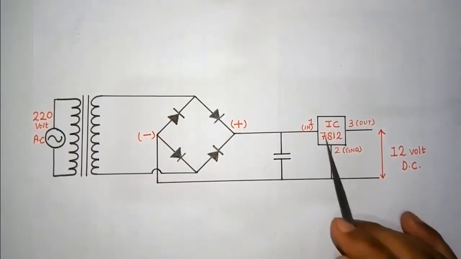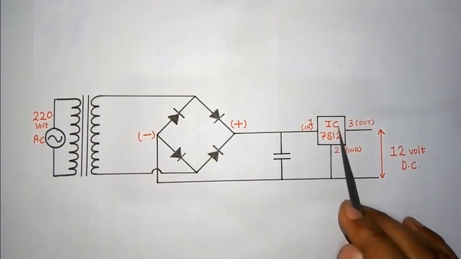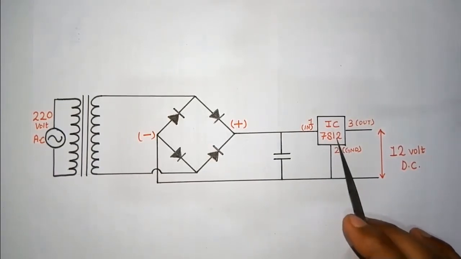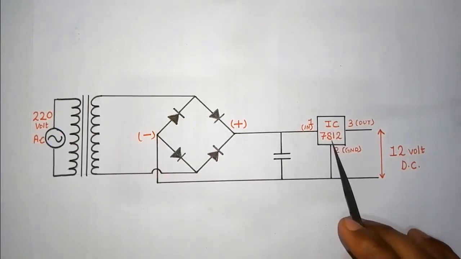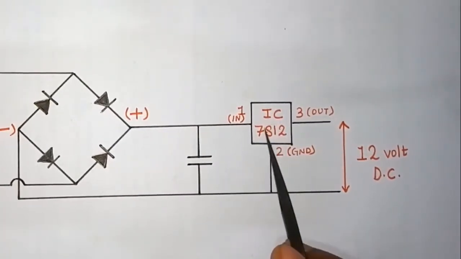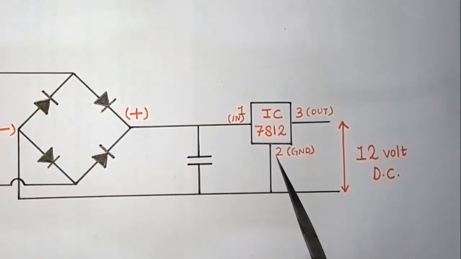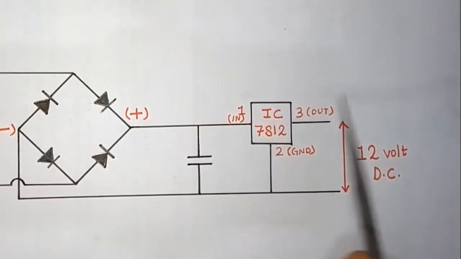After that we have used the voltage regulator IC 7812. Here 12 defines the amount of voltage you are going to take out. You can also use 7805, which will give you an output of 5 volt, or 7809, which will give you an output of 9 volt. We are using 7812.